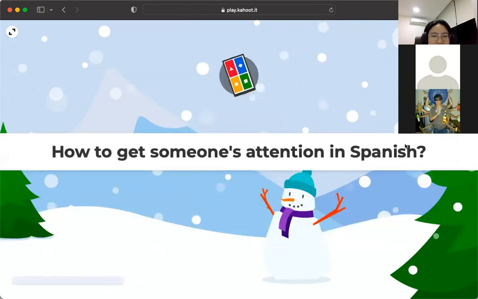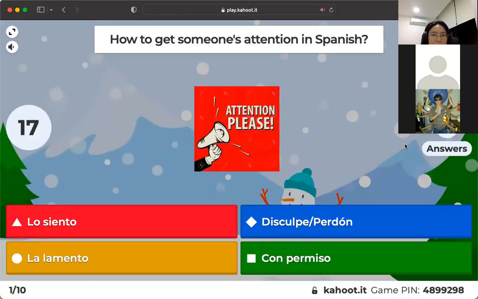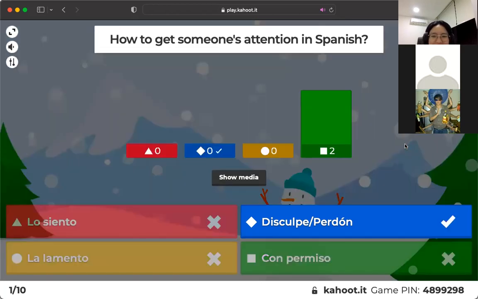¿Cómo estás? How to get someone's attention in Spanish? That was easy. Aziz isn't focused. Disculpe or perdón is to get someone's attention. Con permiso is to ask permission to pass by or to leave.